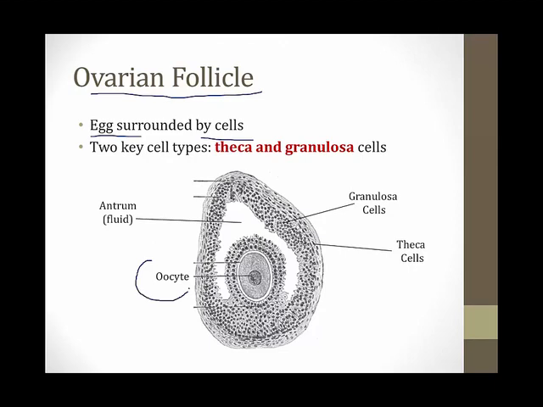This is an oocyte or egg at the center. It's surrounded by 2 layers of cells. The inner layer of cells are called granulosa cells. The outer layer of cells are called the theca cells. And the theca cells and the granulosa cells are the important cell types for synthesis of estrogens.